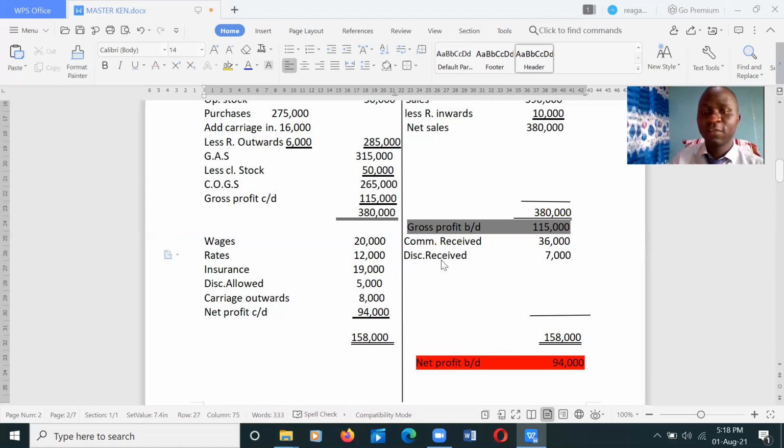People give you goods on credit, and then if you pay within a certain duration of time that you have agreed, they will give you what you call a discount. So therefore, the business will receive it. That's why we call it discount received.